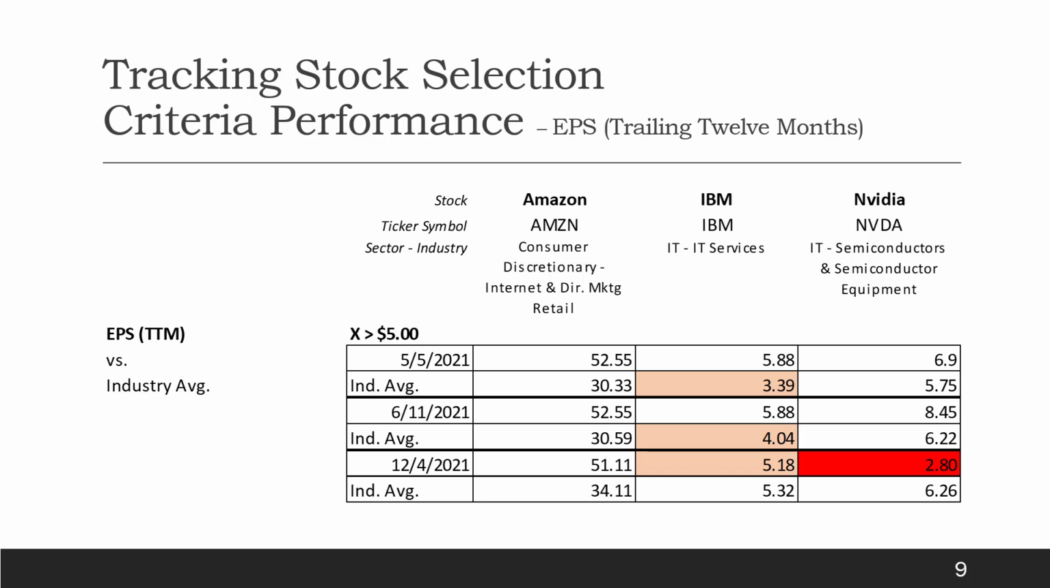Earlier in the year, the industry averages were highlighted in orange because they were less than $5, our minimum. NVIDIA's EPS TTM is below $5 and below its industry average of $6.26. That is why its $2.80 is highlighted in red rather than just orange.